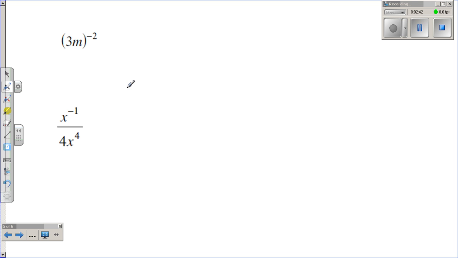Let's look at a couple of these. This negative 2 goes with everything inside the parentheses. That's just like saying it's over 1. So to simplify that, you would have 1 over 2 goes with the 3, and it goes with the m. That's how you distribute. Okay, well, we can simplify that a little bit more because 3 squared is 9. So 9m squared would be our final answer.